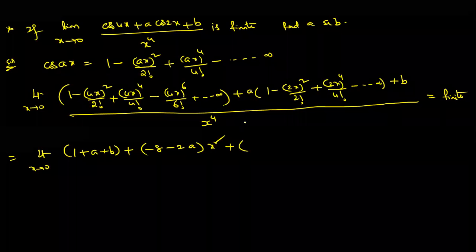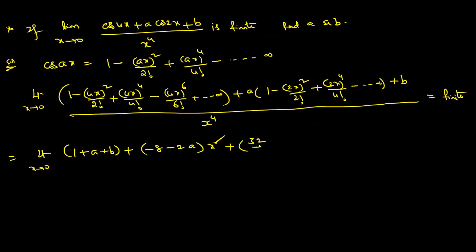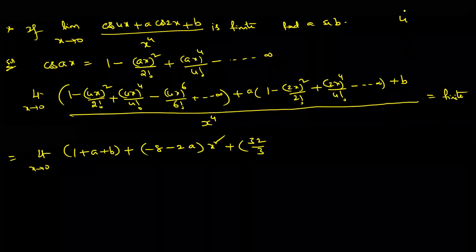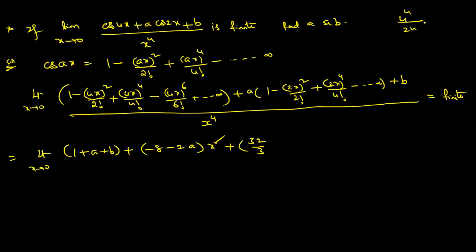That means 32 by 3 is coming. See carefully. 4 power 4 by 4 factorial means 256 by 24. Simplify, 32 by 3. Next, yeah, 2 power 4 means 16, 16 by 24, 2 by 3, 2 by 3 into a. So on. Remaining terms are not required up to infinity.